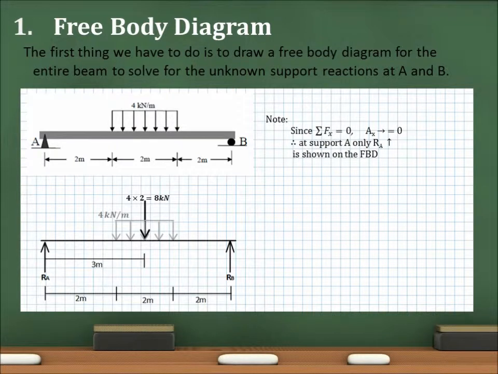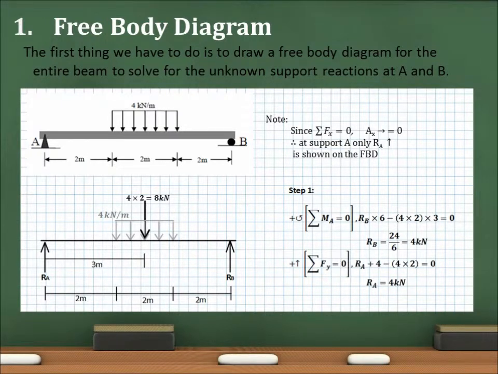Notice that since the sum of forces in the x direction equals 0, the horizontal component of support A is equal to 0, and we only include the vertical force Ra on the free body diagram. We then apply equations of equilibrium. By taking the sum of moments at A equals 0, and the sum of forces in the y direction equals 0, we found that Rb and Ra are both equal to 4 kilonewtons.